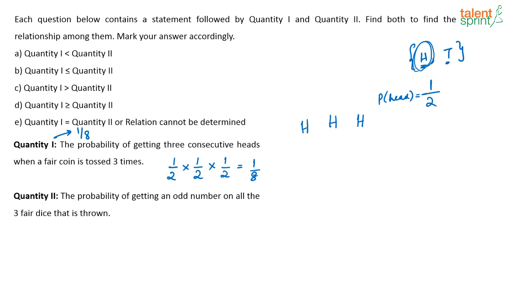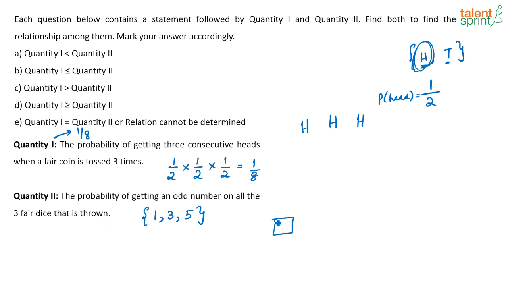Now let us look at quantity 2. The probability of getting an odd number on all the 3 fair dice that is thrown. So the first quantity was about a coin, and I got the probability required as 1 by 8. Here I am throwing a dice, and what is the probability of getting an odd number? So which are the odd numbers that can come? When you throw a dice, the odd numbers are 1, 3 and 5.